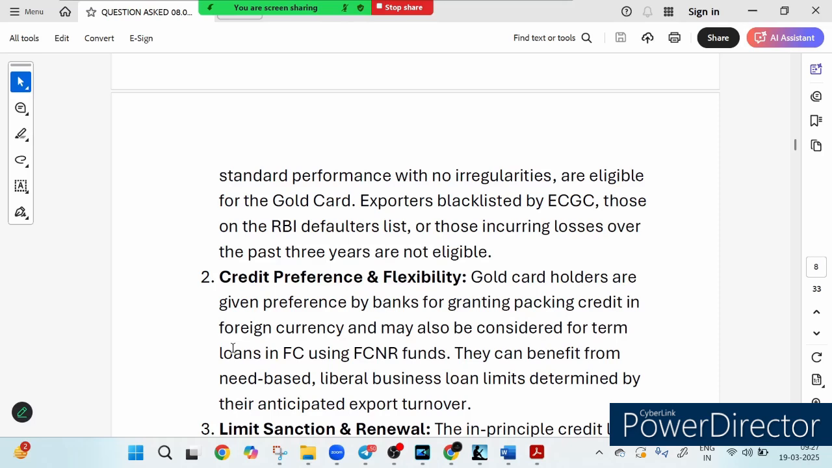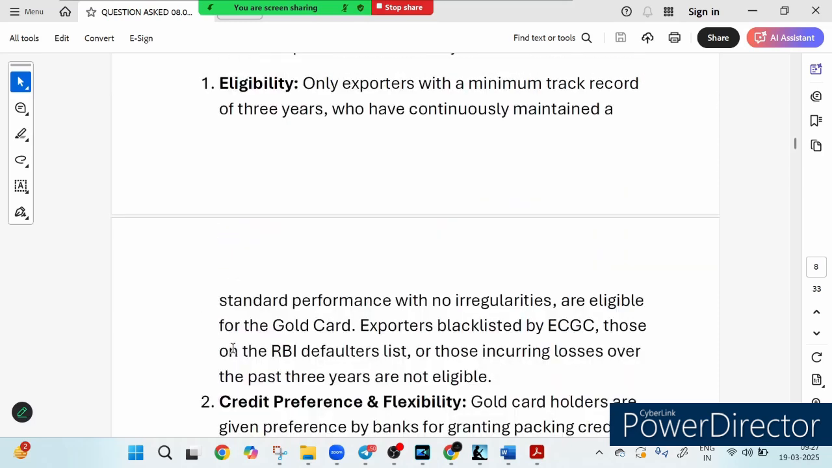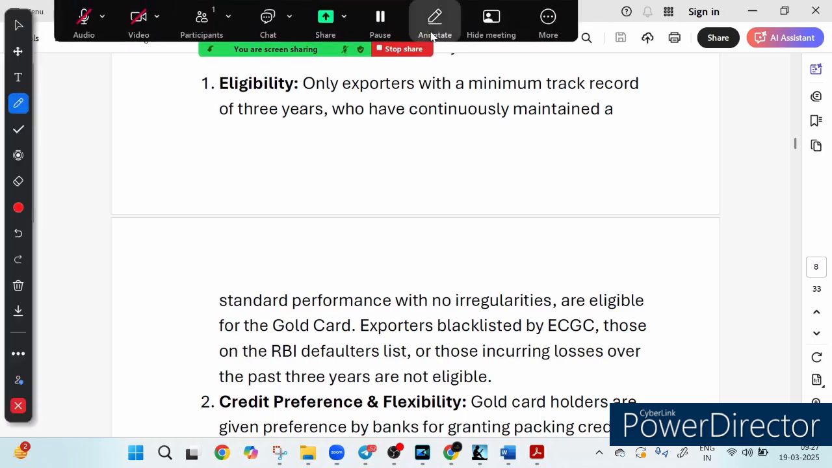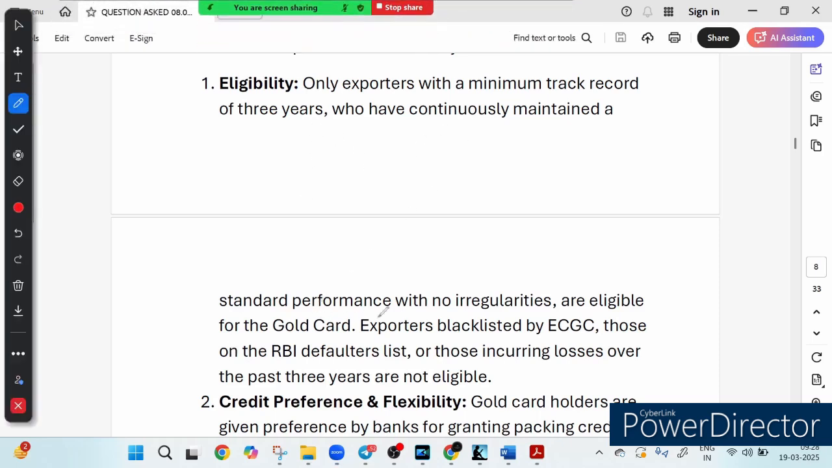Now let's analyze each statement. So the first statement says that only exporters with a minimum track record of 3 years, right? This statement is correct. To be eligible for the gold card, you must know that you should have a clean track record of at least 3 years, and there should be no default, no irregularity. So exporters who are blacklisted by ECGC, or on the RBI defaulter list, or incurring losses for 3 consecutive years are not eligible. Very good, it is correct. For example, imagine you run an export business and have been regularly repaying loans on time for the past 3 years.